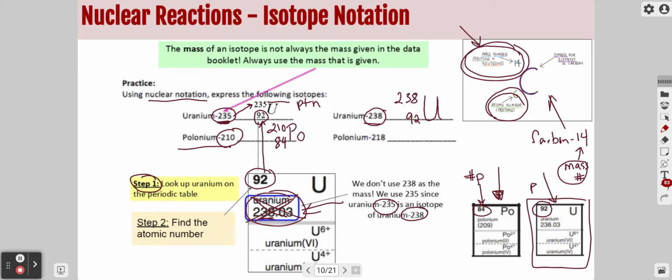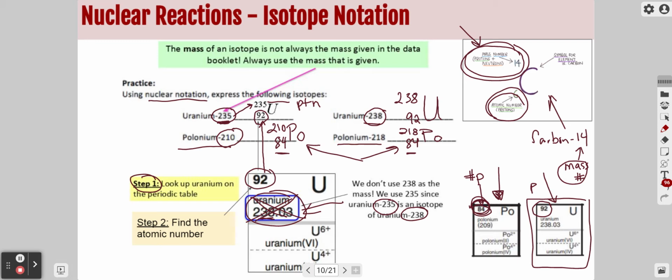Okay, and then there's another isotope of polonium, Po. The mass number is 218. They give that to us. And the atomic number is still going to be the same, 84 down below. So here's two different isotopes of polonium. You can see their atomic numbers are exactly the same. They have to be if they're polonium. It's just the mass numbers that change.